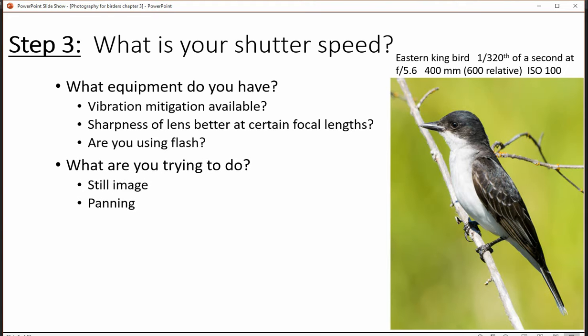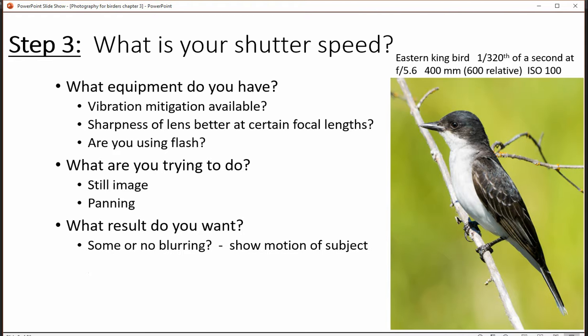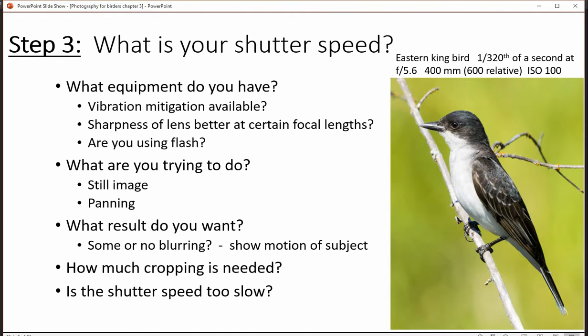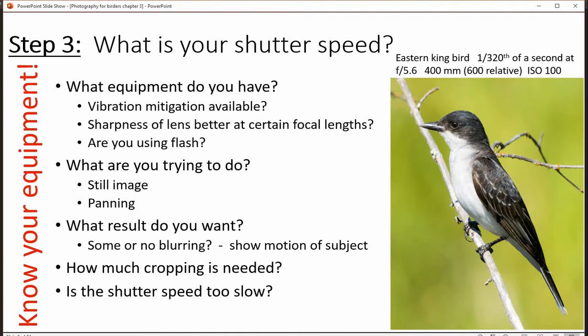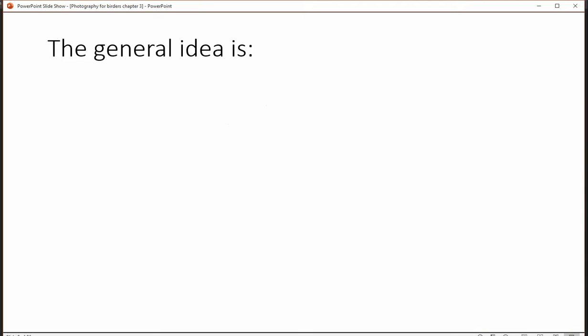Is it sharper at certain focal lengths? That's one of the things to think about. Apertures as well. Are you panning? Are you doing a still image? Are you going to use flash? There's a lot of considerations here. So is the shutter speed too slow? One of the key ideas here is you need to know your equipment.